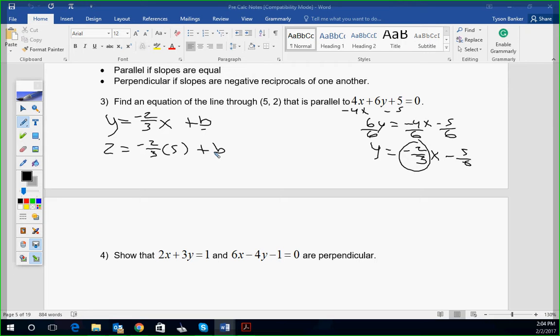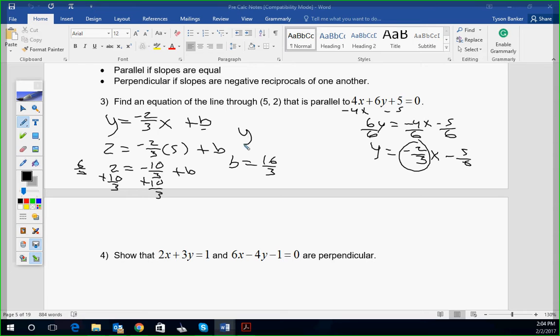So this would be negative 10 thirds. Remember, your whole numbers hit the top. So 2 equals negative 10 over 3 plus b. Going to add 10 thirds. What is 2 in terms of thirds? 6, right? So 6 thirds plus 10 thirds is 16 thirds. So my b is 16 over 3. That's just common denominator work, guys. That's all we're doing there. 2 in terms of thirds is 6 over 3. 6 over 3 plus 10 over 3, 16 over 3.